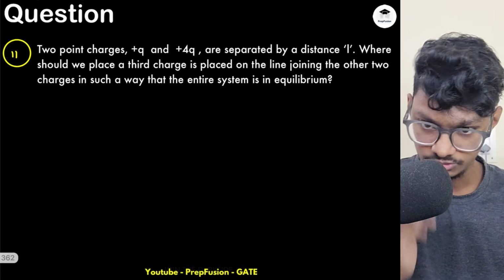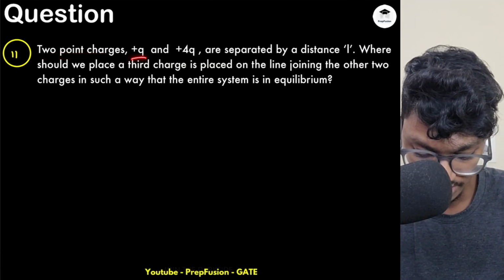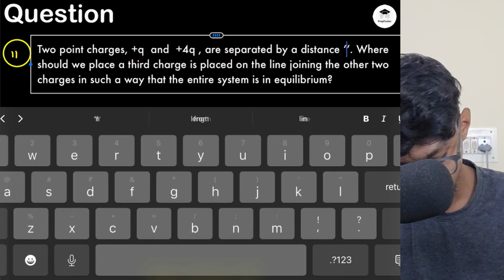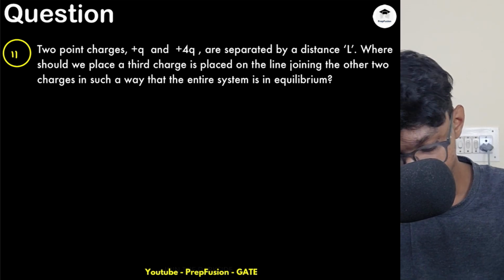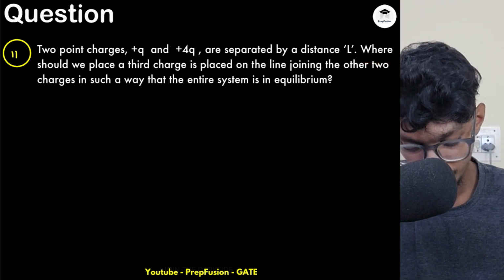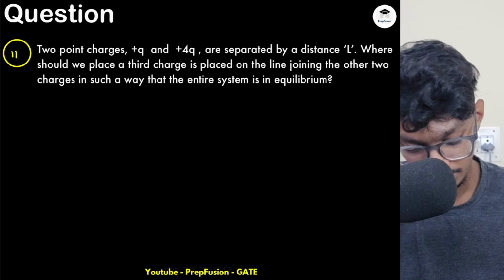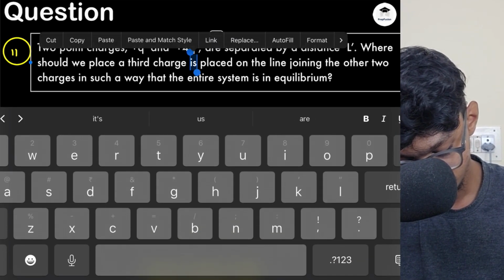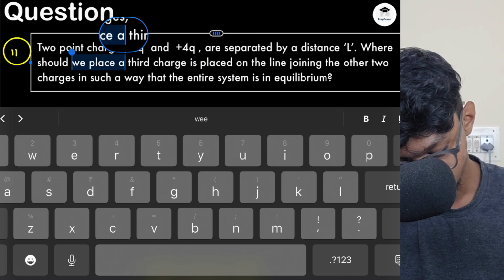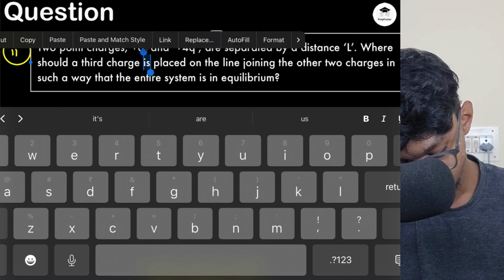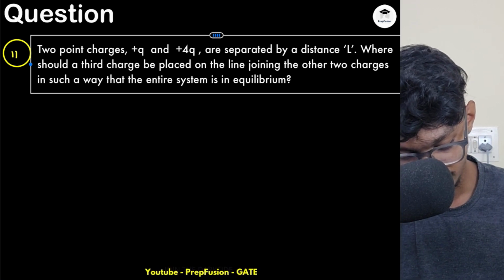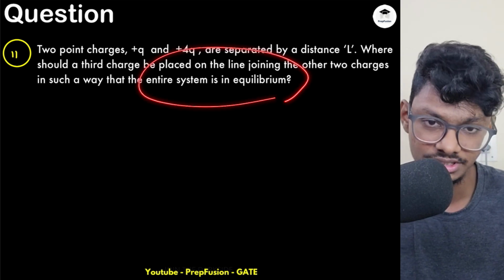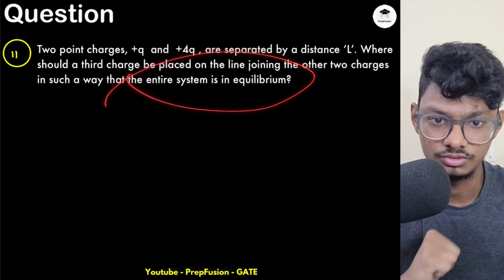Let's solve the next question. This question is: 2 point charges plus Q and plus 4Q are separated by a distance of L. This should be actually L, so I should write this properly, L. Where should a third charge be placed on the line joining the two charges in such a way that the entire system is in equilibrium? Why should we place that charge?